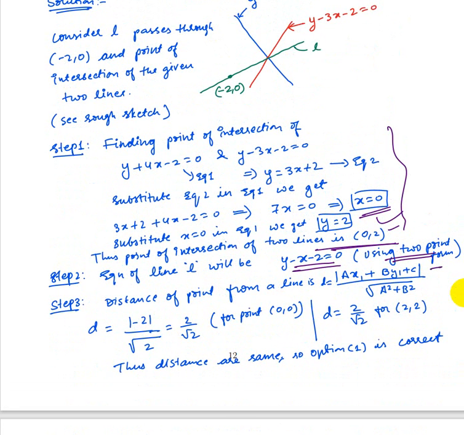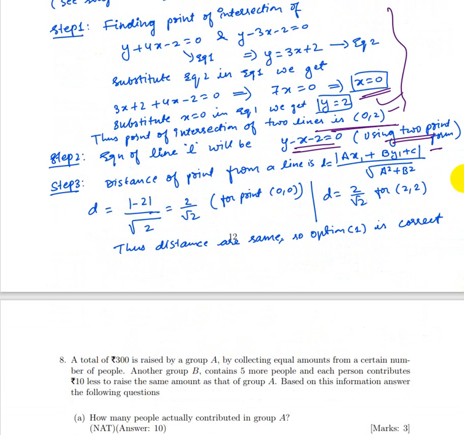So we'll first find the equation of that line using the 2-point form. What was the 2-point form? y2 minus y1 upon x2 minus x1, times x minus x1, is equal to y minus y1. This was the 2-point form. Just put the values and you will get the equation.